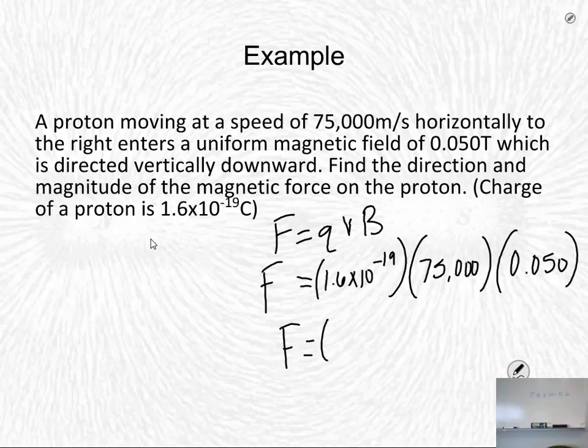And if I calculate, I get 6.0 times 10 to the negative 16th, and force is measured in newtons.